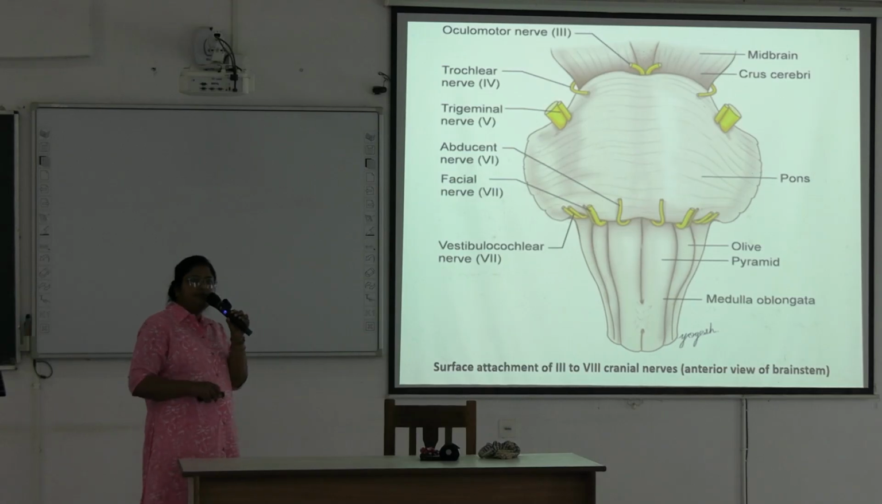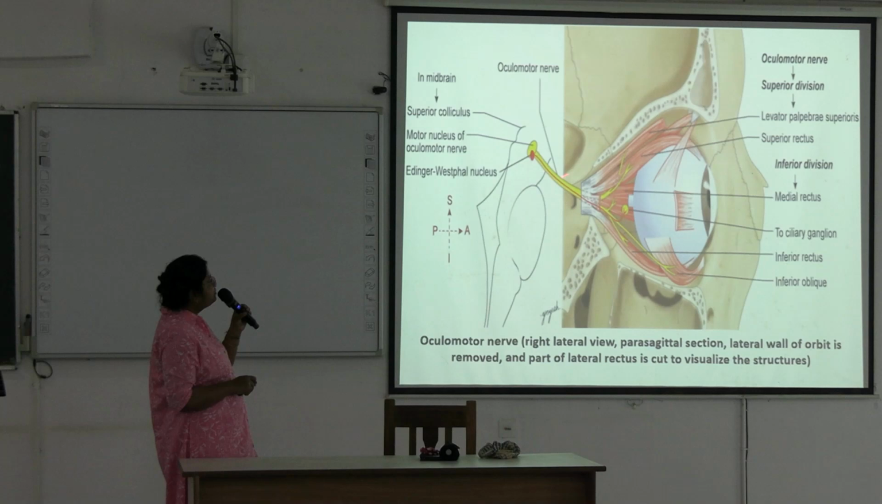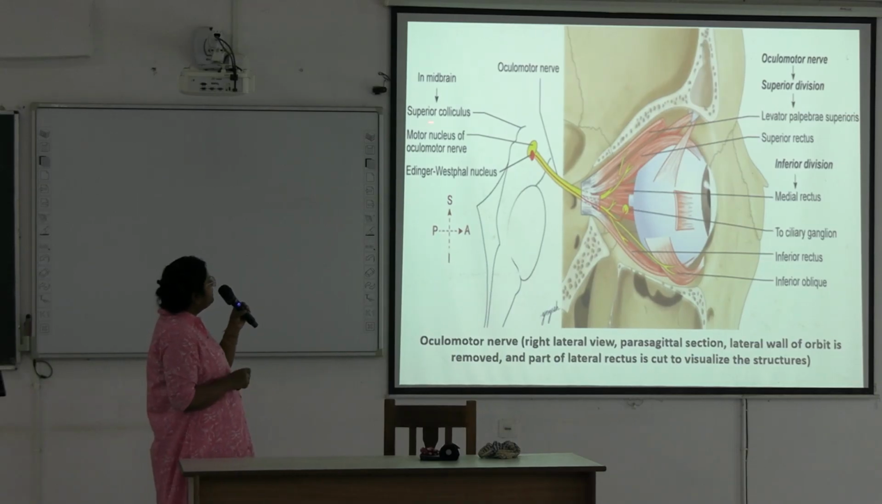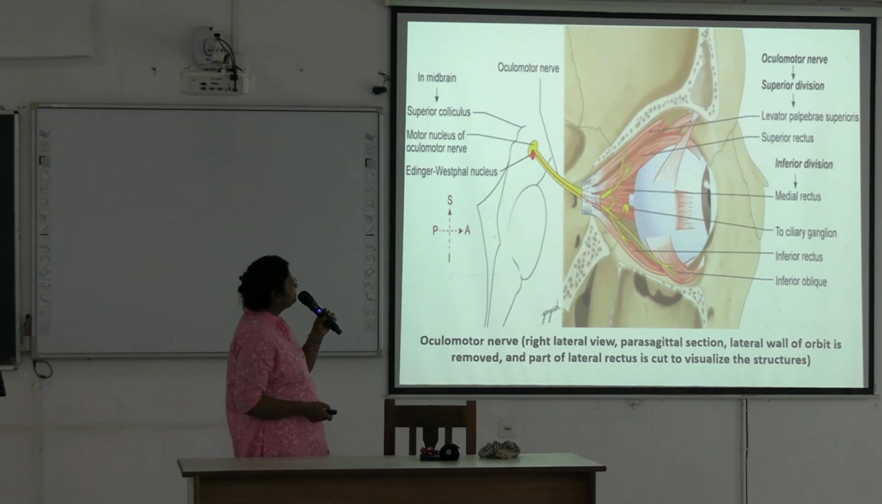or eighth cranial nerve. See here, this oculomotor nerve is entering into the orbit through the superior orbital fissure, dividing into superior division, inferior division. Superior division is supplying the superior rectus, levator palpebrae superioris. Inferior division is giving a branch to the ciliary ganglion, supplying inferior rectus, inferior oblique, and the medial rectus. Okay, so this is the supplying area for the third cranial nerve. Understood? Next.